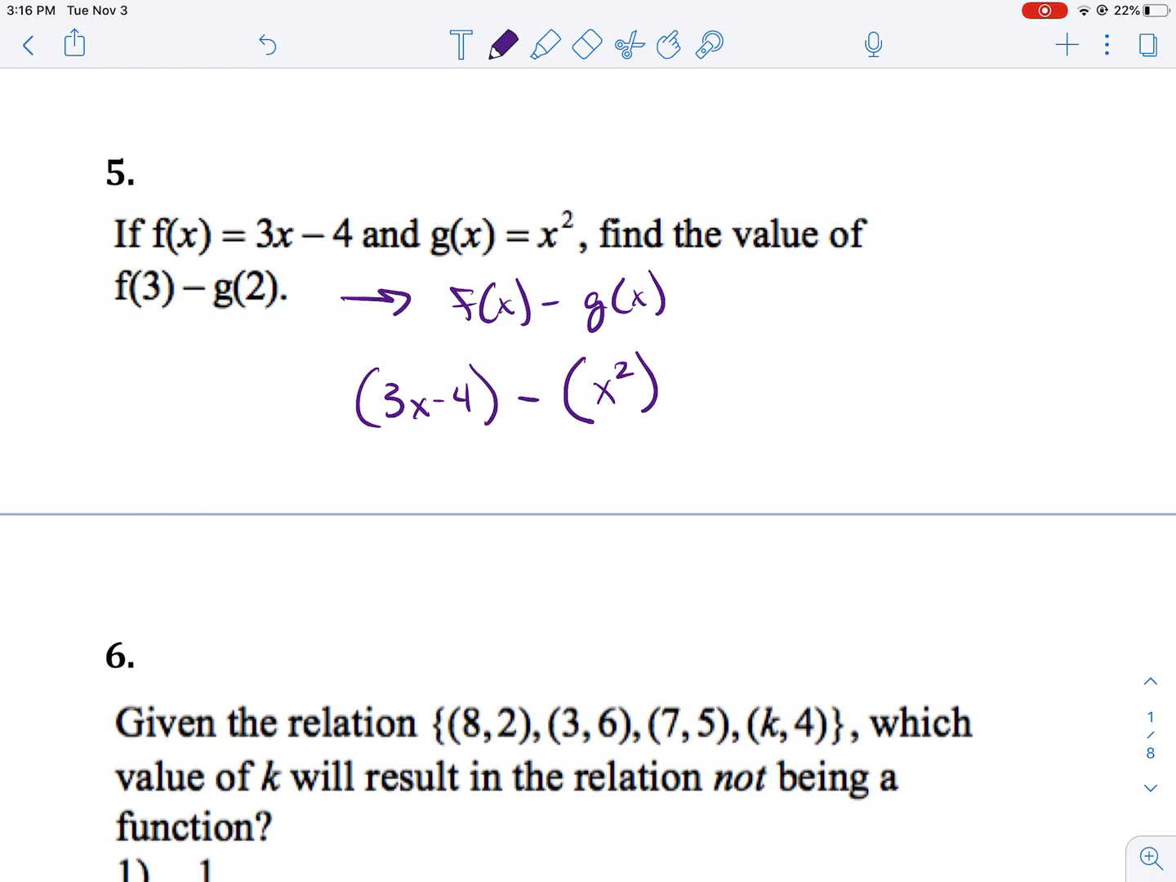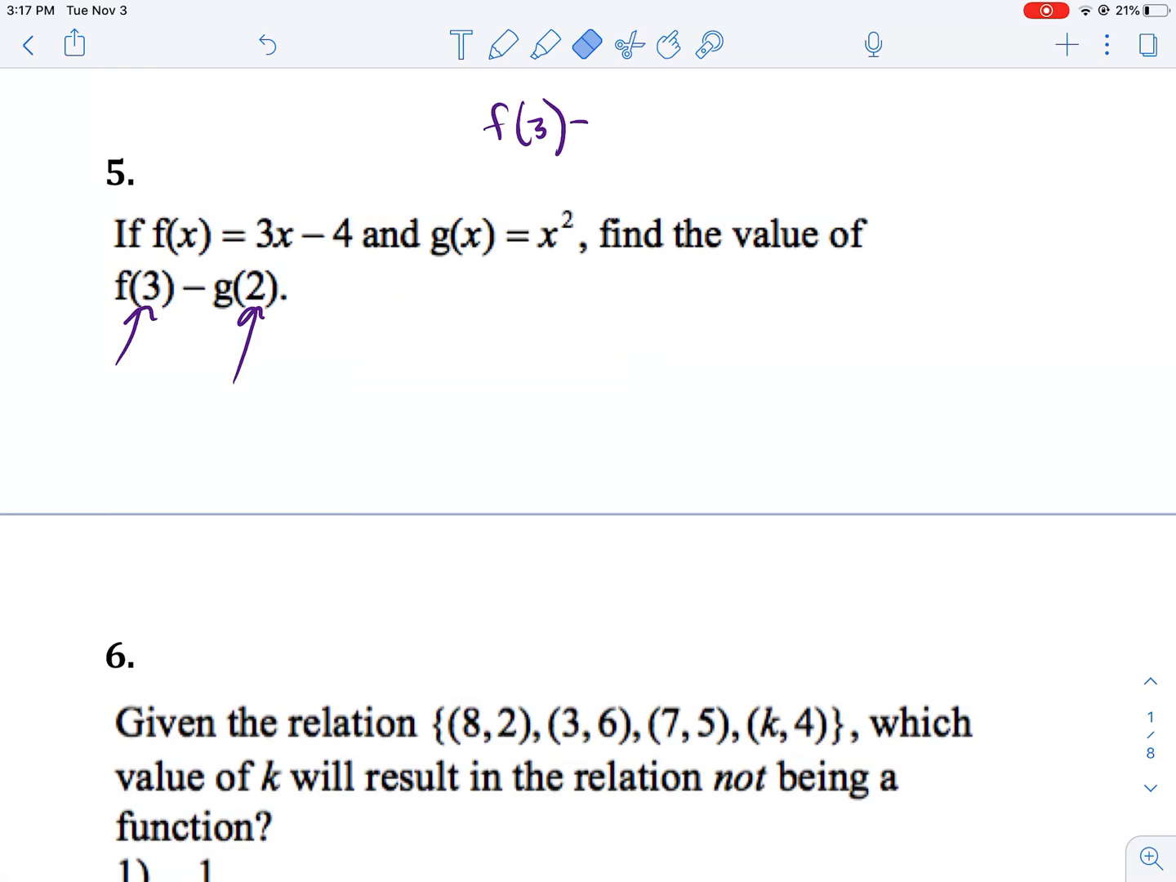Okay? So, in order to do this one right here, we would have to find when our input for our f function is 3 and when our input for our g function is 2. What is our output for those? All right, let's find out what f of 3 is. Let me erase all this stuff here. So f of 3 is equal to 3 times 3 minus 4, which is 9 minus 4, which is 5.